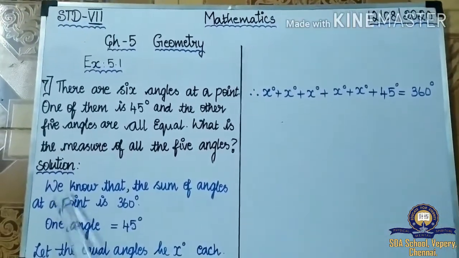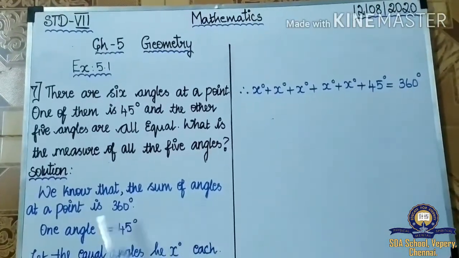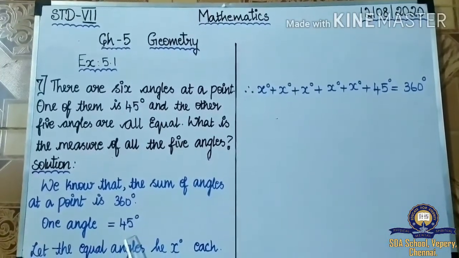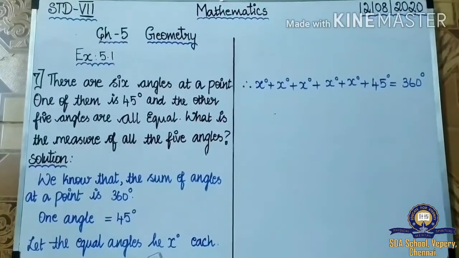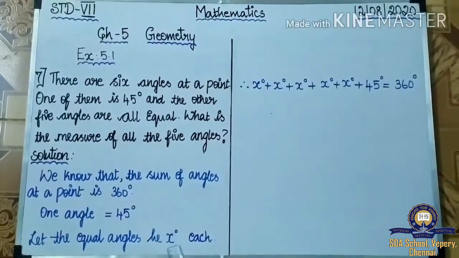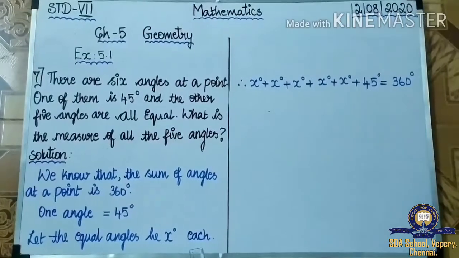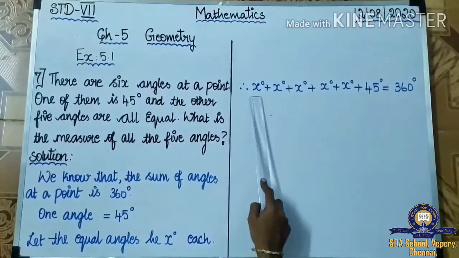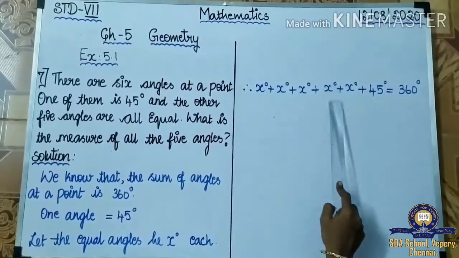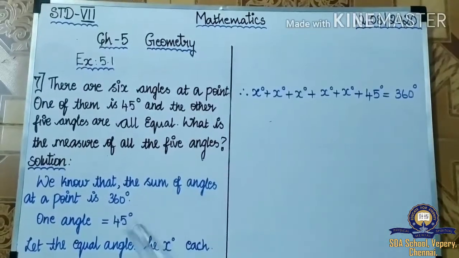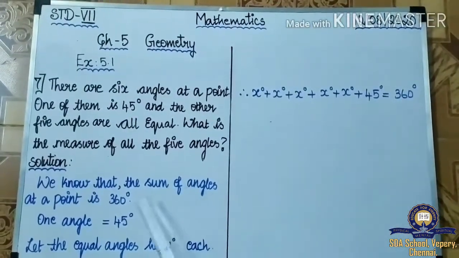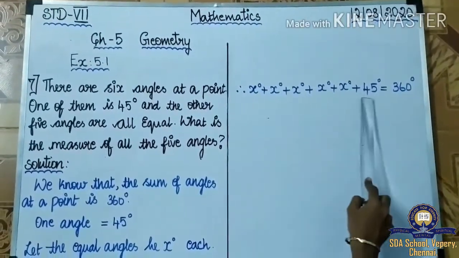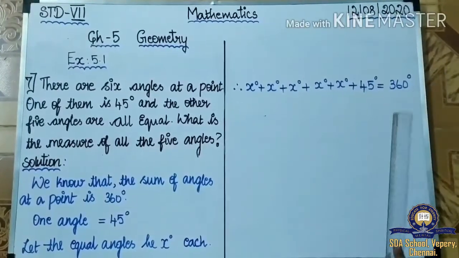In the previous sum itself, we saw that the sum of angles at a point is 360 degree, and one angle is 45 degree. Let the equal angles be the unknown angle, so this is x degree each. Now we are going to add the x degree five times. So x degree plus x degree plus x degree plus x degree plus x degree plus this 45 degree equal to this sum of the angles, 360 degree. Now we are going to add all the angles equal to the sum of the angles, right?